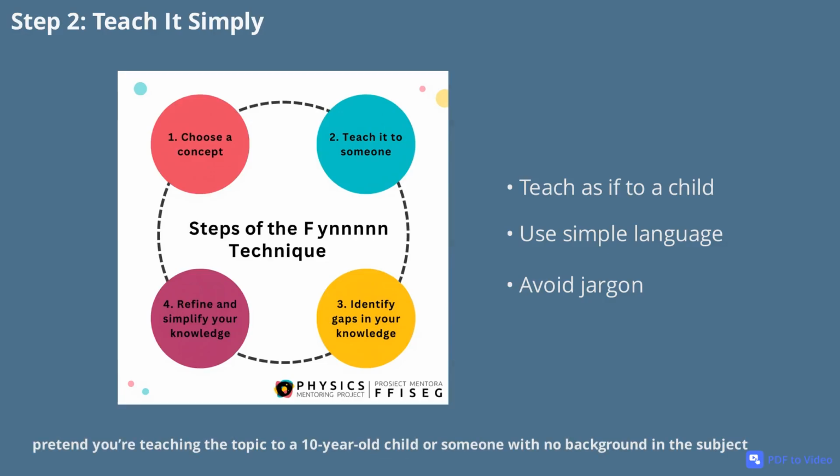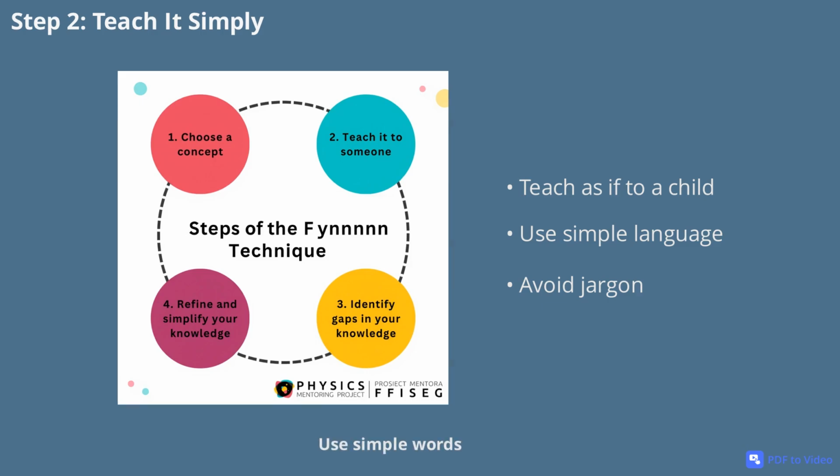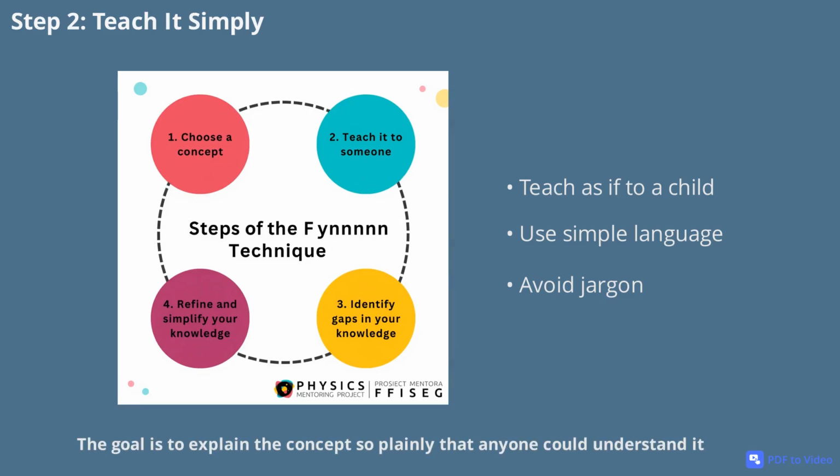Next, pretend you're teaching the topic to a 10-year-old child or someone with no background in the subject. Use simple words, clear analogies, and avoid jargon. The goal is to explain the concept so plainly that anyone could understand it. This step forces you to break down complex ideas into their most basic parts and express them in your own words. If you find yourself stumbling or using complicated language, that's a sign you need to simplify further. Teaching is the ultimate test of understanding.